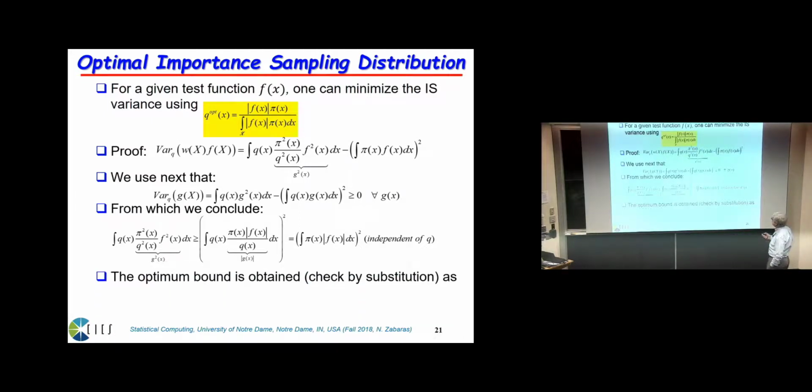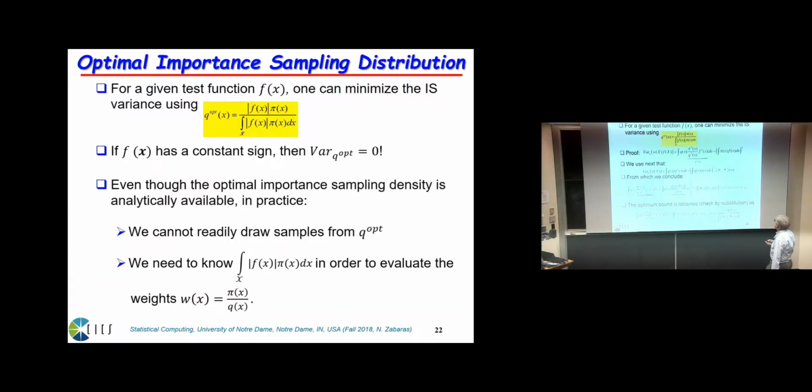Now, obviously, this is not very practical because it requires, first, this absolute value of f, so if f changes sign, this can be a problem, and then of course you have to calculate the integral in the denominator, which is not practical to do. But it's sort of good to know that there is such a thing that minimizes the variance, all right, and that it is given like that. All right.